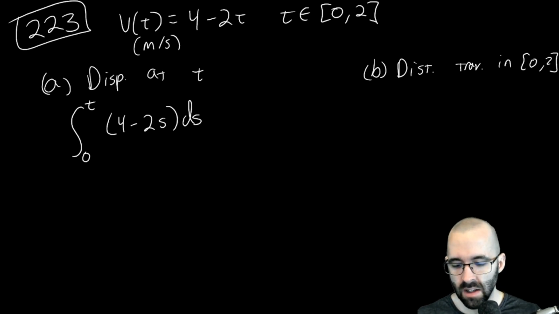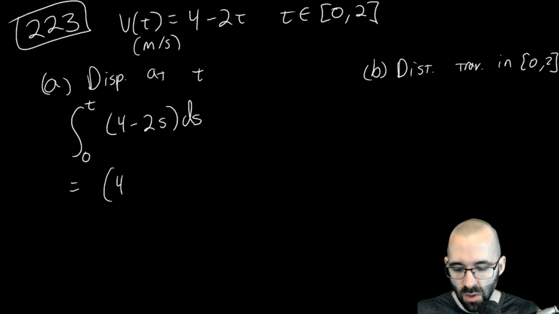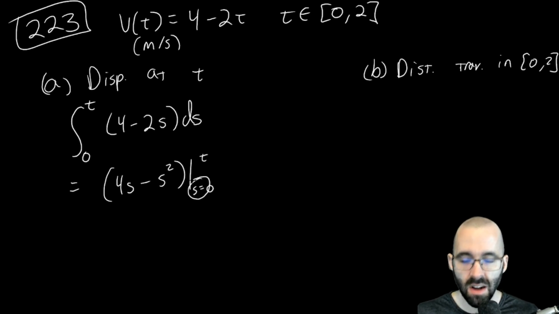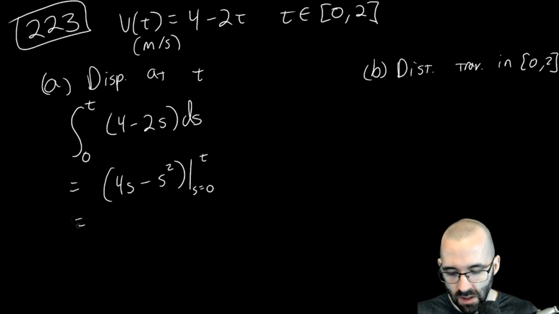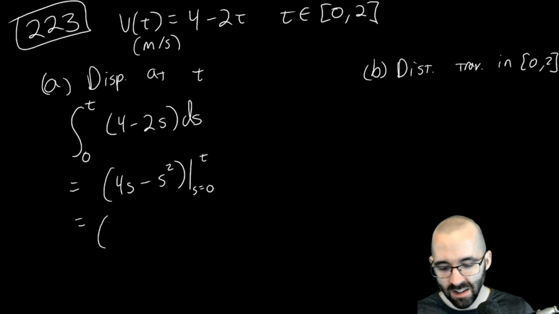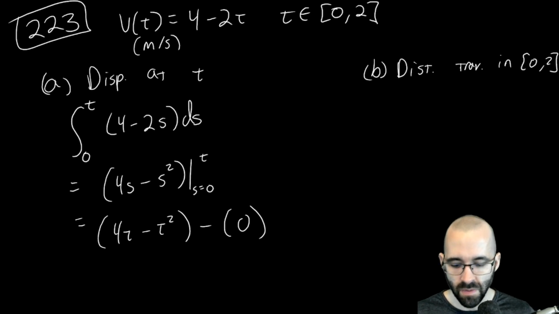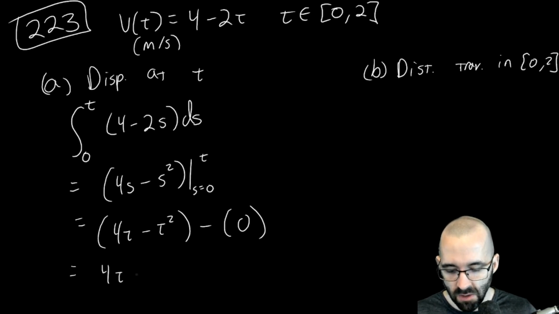All right. So that's what we get here. Take the antiderivative with respect to s. We're going to get 4s minus s squared. We're evaluating between s equals 0 and t. Again, this part is optional, but recommended when you have multiple letters. So let's start with the upper limit. When s is t, we get 4t minus t squared. When s is 0, we're going to get 0 minus 0. We do get 4t minus t squared.